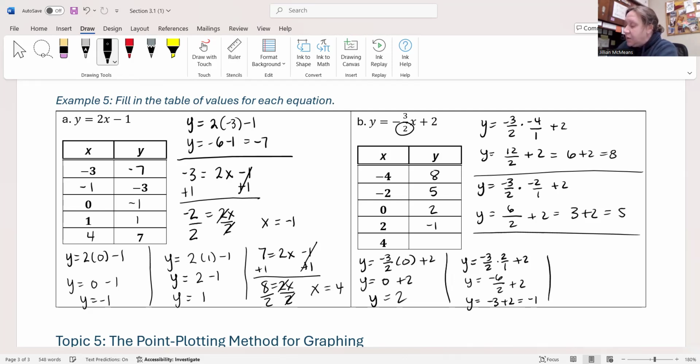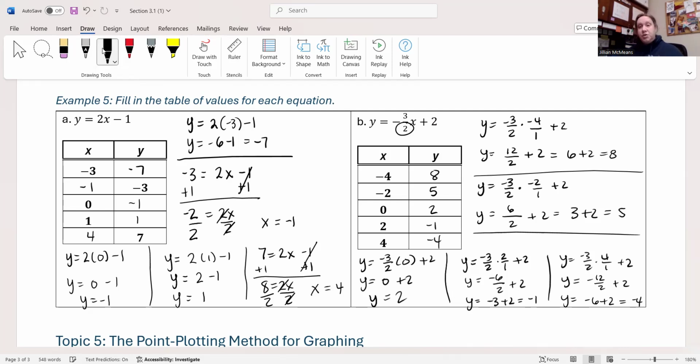And finally, we have x is 4, so I get y equals negative 3 over 2 times positive 4 over 1, sorry, plus 2. So when I multiply across, negative 3 times 4 is negative 12. 2 times 1 is 2. Well, negative 12 divided by 2 is negative 6. And negative 6 plus 2 is negative 4.